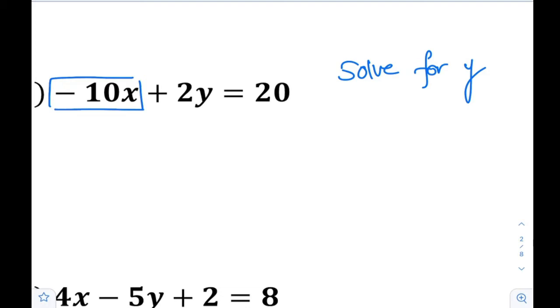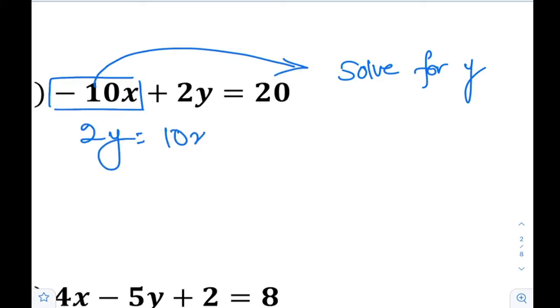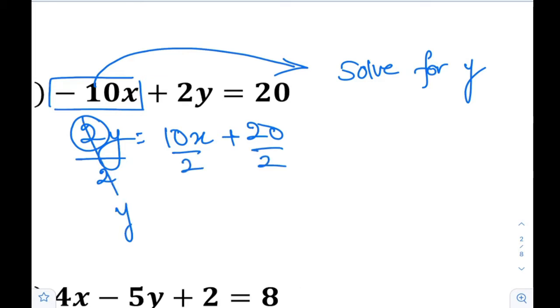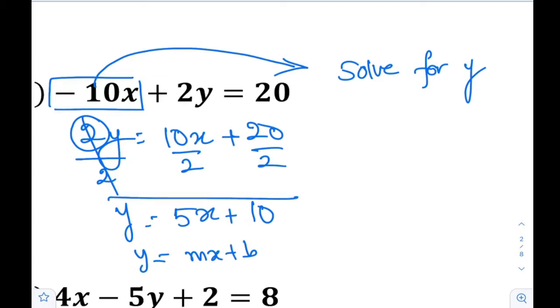So I'll take this to the other side. Now I need y alone, so I should get rid of this 2. 2 is multiplied by y, so I'll divide everything by 2. When you simplify, 10 divided by 2 is 5, so 5x, plus 20 divided by 2 is 10. Now it is very similar to y equals mx plus b. It is written in this form, so this is the form needed.